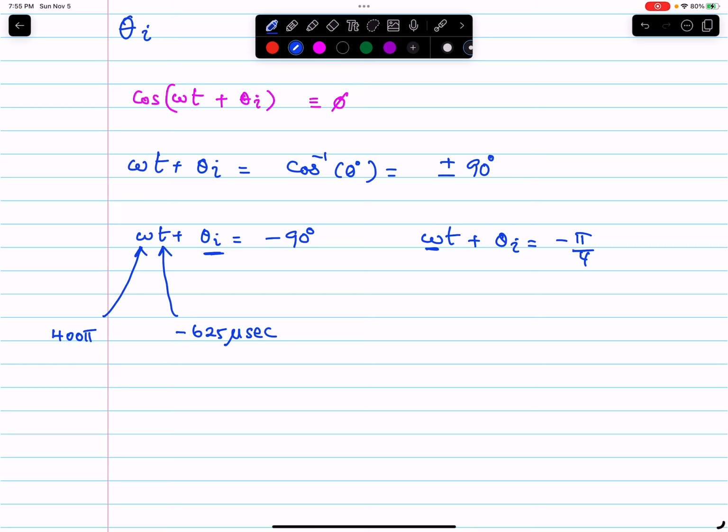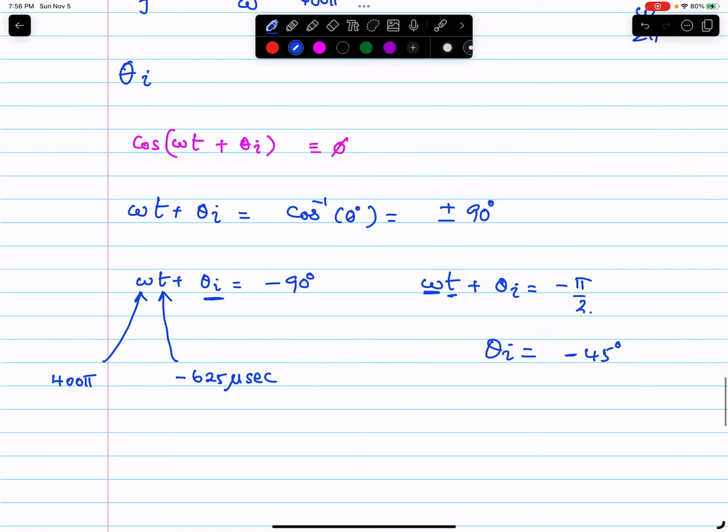Now you will find out eventually that this is pi by 2. When you plug in the value for omega and the value for t, theta I is going to be negative 45 degrees. So once you plug in all the values, you'll see that theta I is negative 45 degrees.